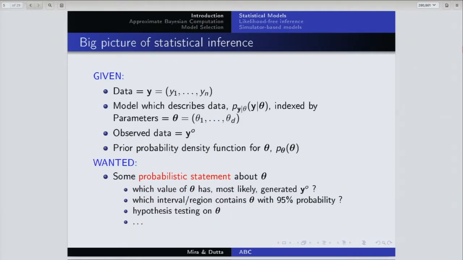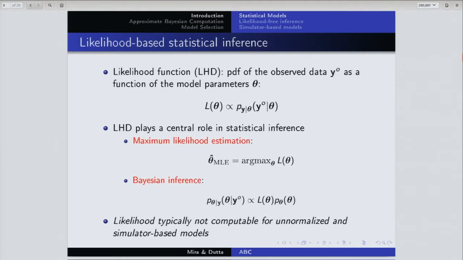Let me now focus on the probabilistic statement on how we can answer this question: do point estimation, confidence interval, or hypothesis testing? Well, we base our inference typically on the likelihood. The likelihood function, which we will indicate with L, is the probability density function of the observed data that we look at as a function of the parameter, theta.